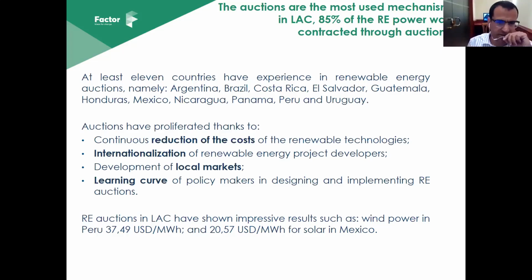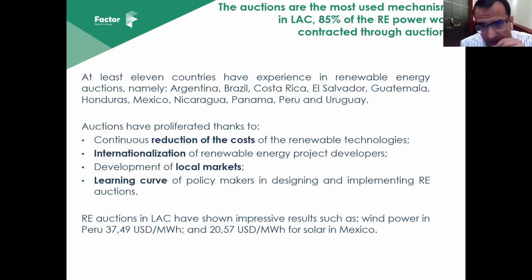It was already mentioned that some factors have pushed the deployment of auctions: of course, the reduction of cost and the internationalization of the main project developers. We can see, for instance, that 10 years ago Argentina already tried an auction, but projects did not come online because there were not sufficient bidders and not sufficient experience in the country. There is the development of local markets, and of course the learning curve, because we will see in the lessons learned how policymakers are learning by doing and adapting the auction design to developments in the renewable energy markets. In the region, we also have some records: wind in Peru at $37.5 per megawatt hour, and very recently in Mexico, $20.5 per megawatt hour for solar PV.